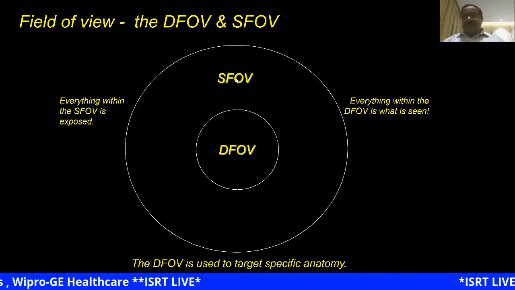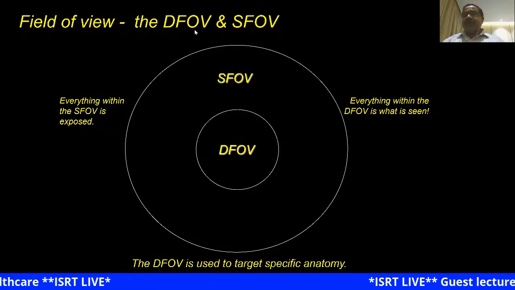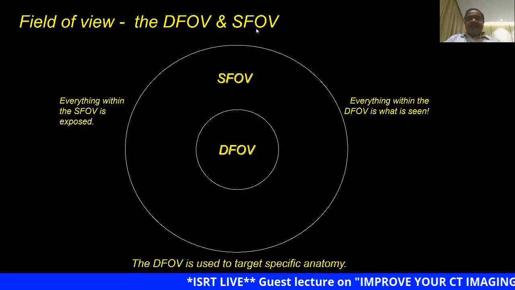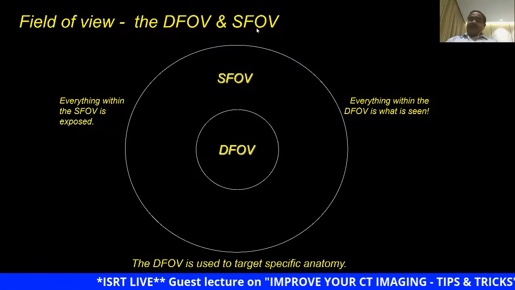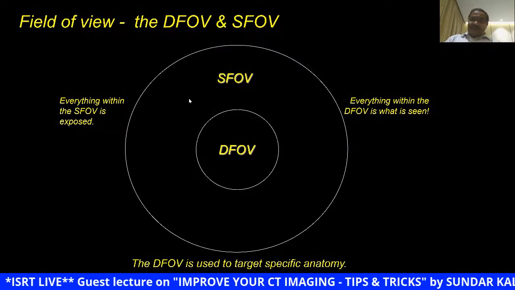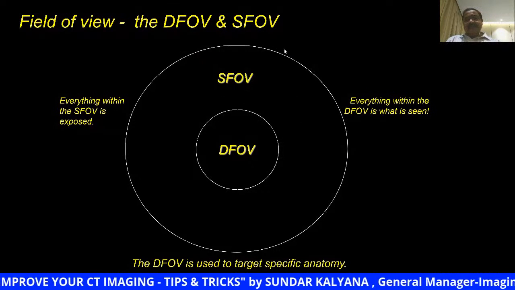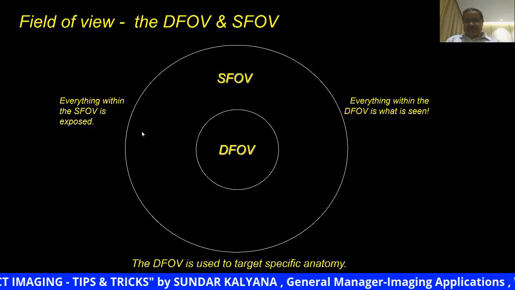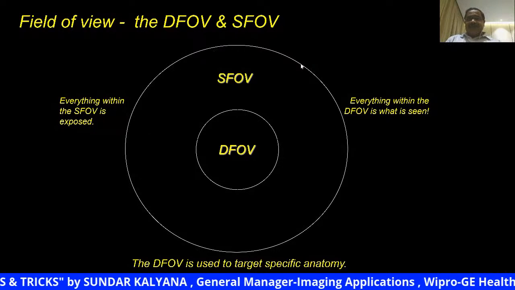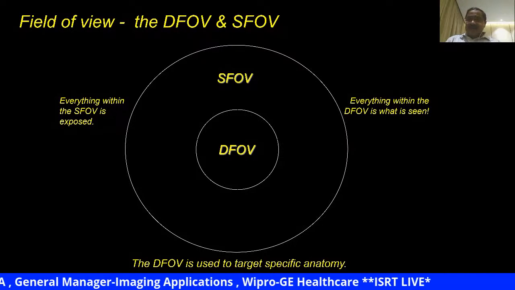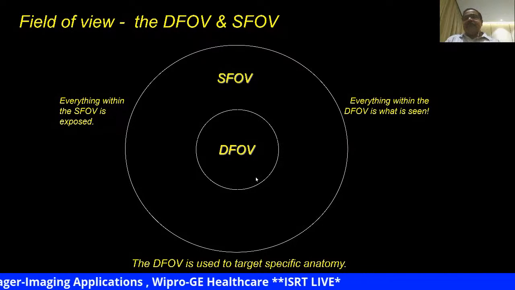There are two field of views. One is called DFOV, or displayed FOV, or reconstructed FOV. And the other one is called SFOV, or the scan field of view. If I represent them in two circles, this is how it will look. SFOV is the area seen by the X-ray beam all around. That means if your anatomy is within SFOV, you can get an image. If your anatomy is not within SFOV, you cannot get that image.